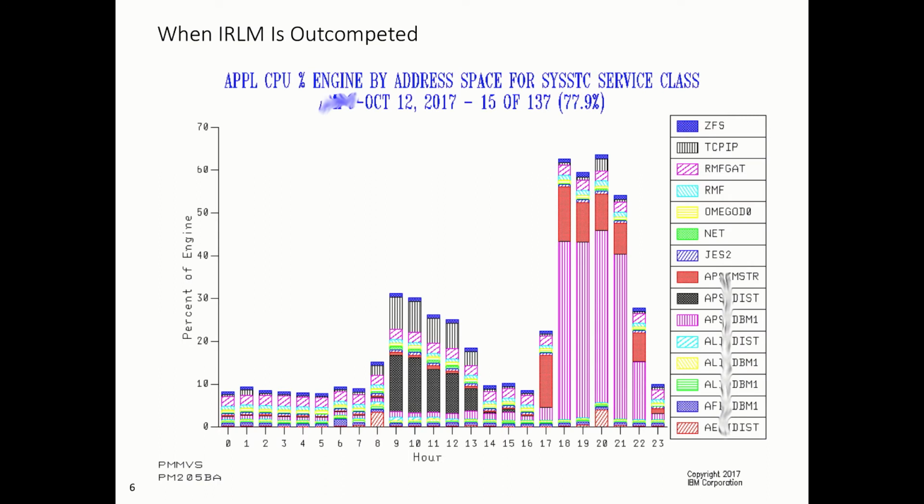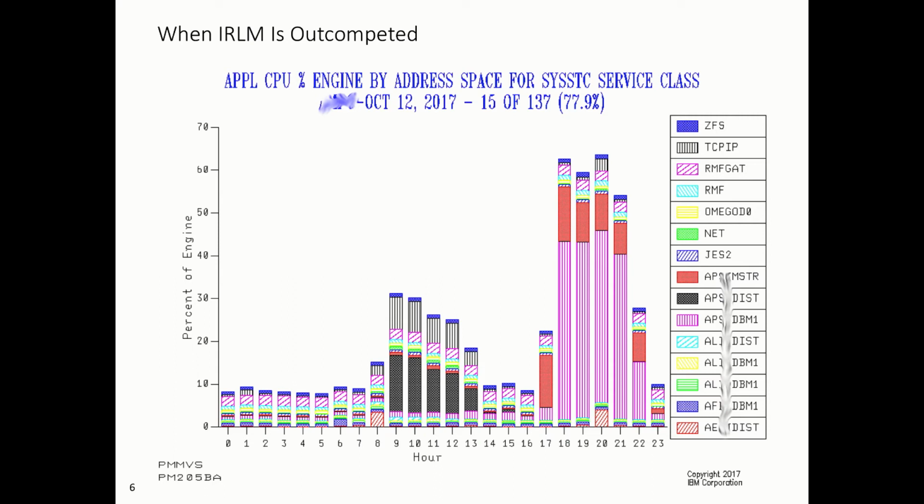So this is from a second customer. So in this particular case, as you can probably see, this is the sysstc service class, which I said should have RLM and not the DB2 address spaces. So in this, the top 15 address spaces are depicted out of a total of 137, and they cover about 80%, just shy of the total CPU used by the service class.